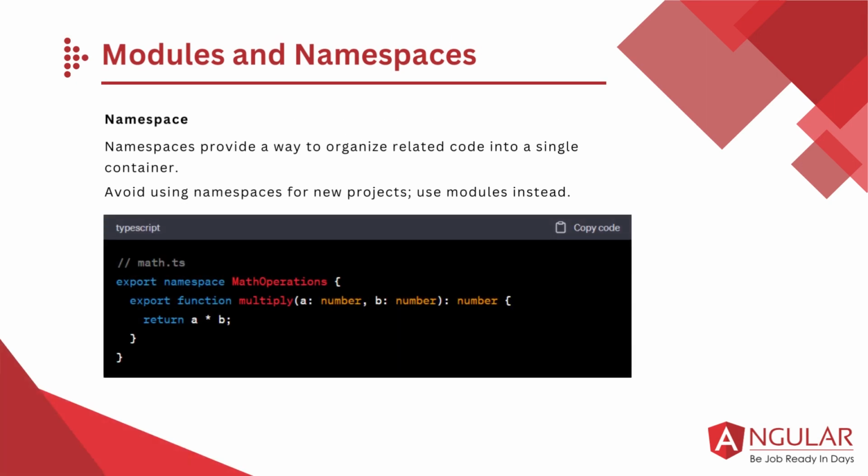3. Namespace. Namespaces provide a way to organize related code into a single container. They allow you to group code that logically belongs together under a common name, reducing potential naming conflicts. However, it's essential to be cautious when using namespaces, especially in new projects. For new development, TypeScript's preferred approach is to use modules instead, as they offer better compatibility with modern JavaScript.